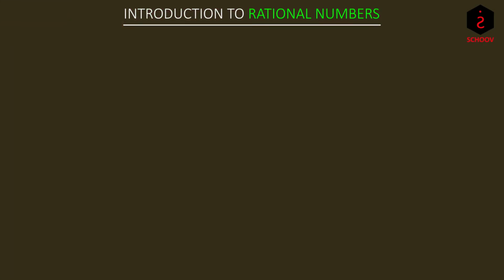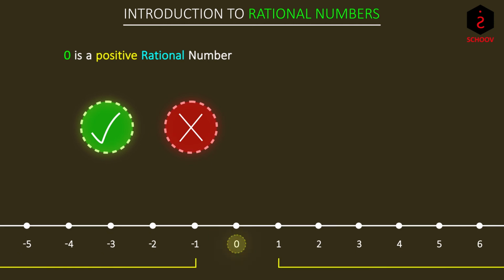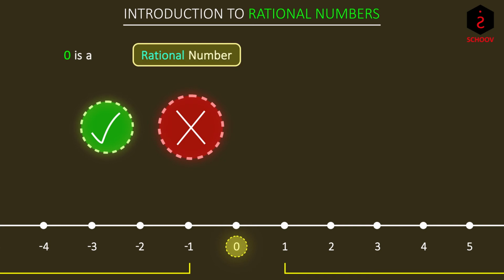Next example. 0 is a positive rational number. Yes or no? Recall the concept again. Integers mean positive numbers, negative numbers, and 0. So obviously 0 is neither positive nor negative. In fact, it's the only number on the entire number line which does not have a sign, positive or negative. So no, 0 is not a positive rational number. It is also not a negative rational number. It is simply a rational number.